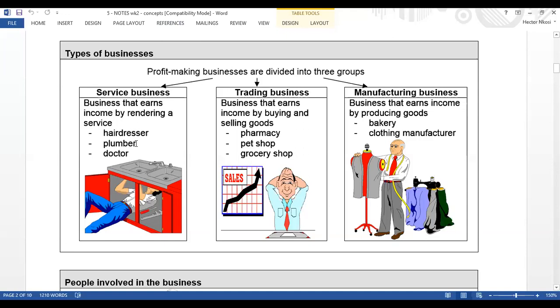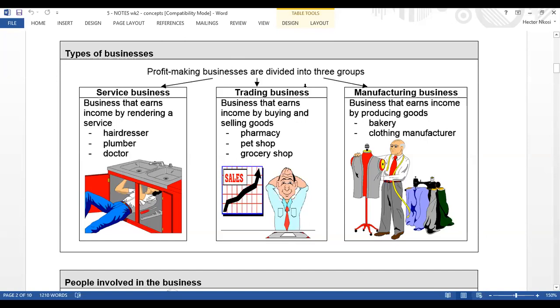There are no tangible things that you can touch, but they are rendering you a service. A hairdresser also, a doctor also. We know other people like your makeup artist. It's your service business basically, guys, because that person gives you his or her service, but you don't get anything tangible in return. Only in a trading business will you get something tangible afterwards.